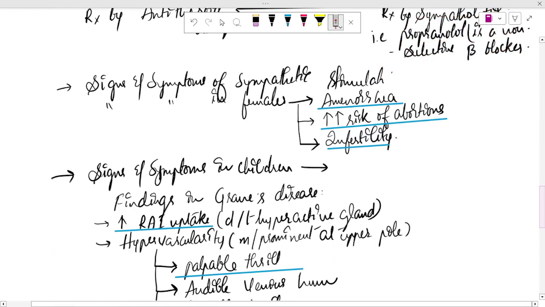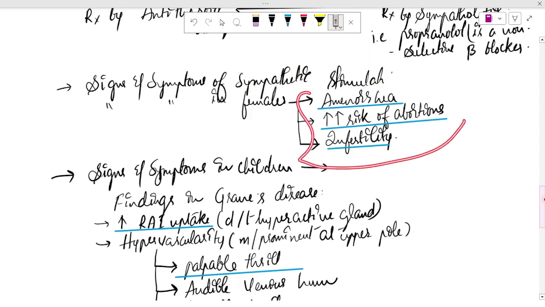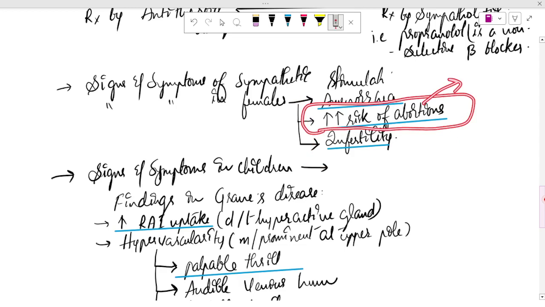Now, previously we discussed hyperthyroidism causes sympathetic stimulation, but in females, this sympathetic stimulation produces some severe problems: amenorrhea, increased risk of abortion. Guys, this is a statement that will be given in NEET PG. Don't forget this statement. Increased risk of abortion.